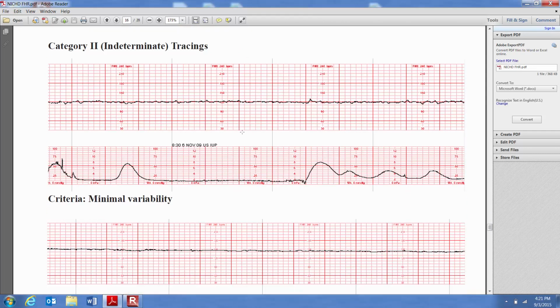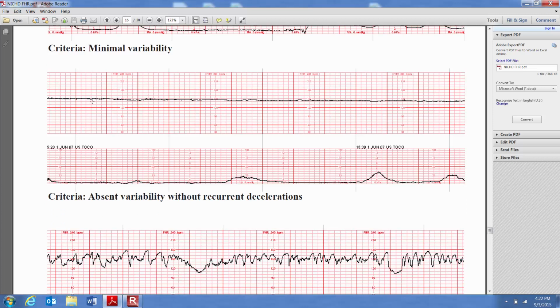Okay, category 2 tracing. So define category 2 tracing. Well, it can't be category 1, and it can't be category 3. So what we have here is a normal baseline. It's at 120. We don't have any decelerations. But what we do have here is minimal variability. If you were to blow this up, all these fluctuations, they're less than 5 beats. So that's minimal variability. Now remember, in category 1, we have to have moderate variability, so this doesn't qualify. In category 3, we have to have absent variability. This is not absent, this is not moderate, so this is category 2. Okay?